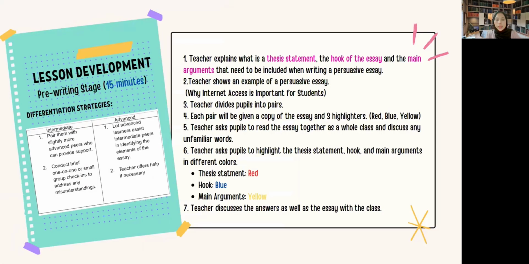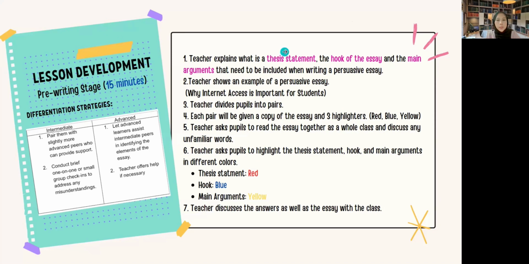Then the teacher divides pupils into pairs, and each will be given a copy of the essay as well as three highlighters with different colors, which are red, blue, and yellow. Then the teacher asks pupils to read the essay together as a whole class and discuss any unfamiliar words. This is to ensure comprehension and allows the teacher to immediately clarify any confusion.